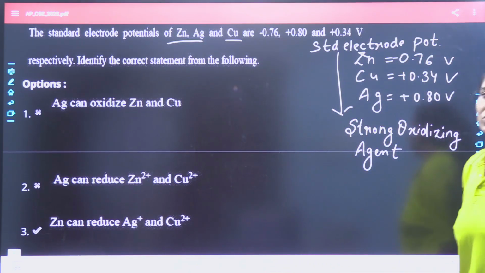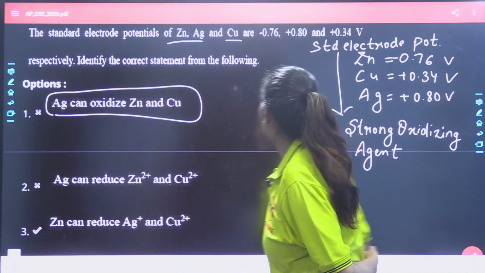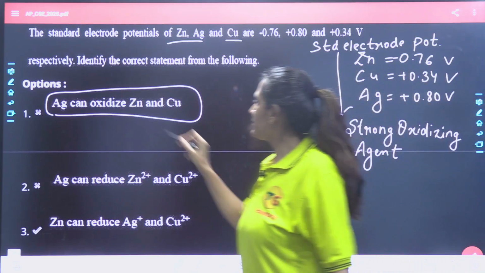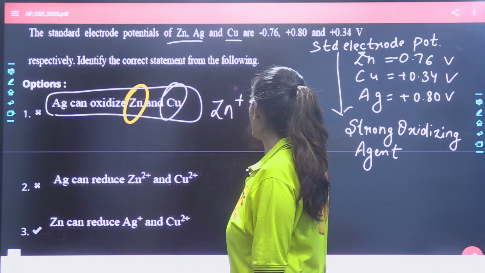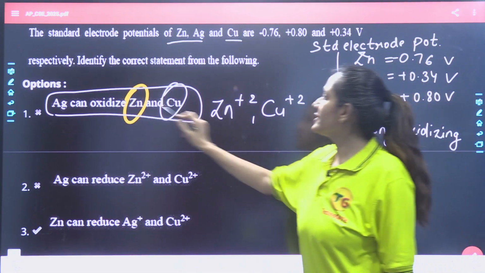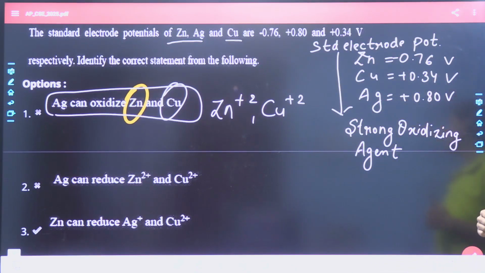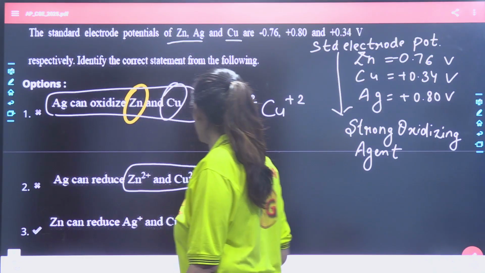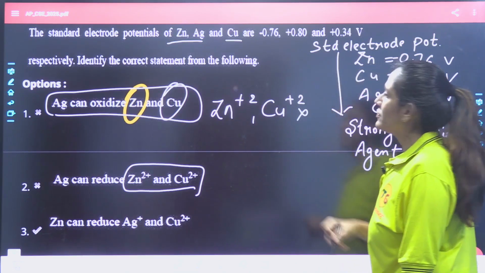Now let's see which statement is correct. Ag can oxidize zinc and copper. Okay, Ag is our silver. It can oxidize zinc and copper. But see here what is written: zinc and copper. We talk about their ions. It should have been like this, then this statement would have been correct, but here zinc and copper is written, so this statement is not correct. We talk in the form of ions. It cannot oxidize, so this is not the correct option.